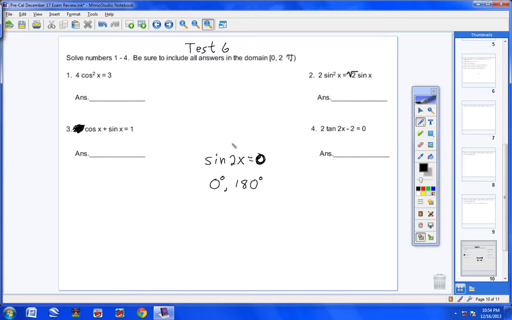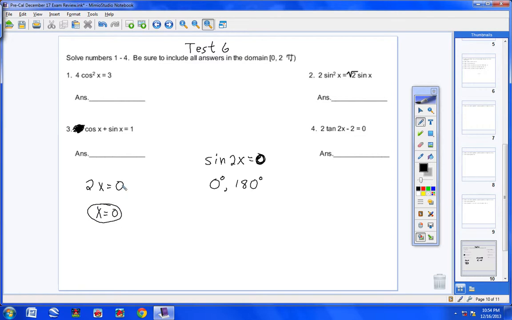Now the problem is that means this entire angle right here is 0, okay? And it also means this entire angle right here is 180 degrees. Those are the two angles that when I take the sine of them, I get out 0. All right? So here's the problem. I want this entire angle to be 0, so I'm going to have to say 2x equals 0, that entire angle, divide both sides by 2, and x equals 0.